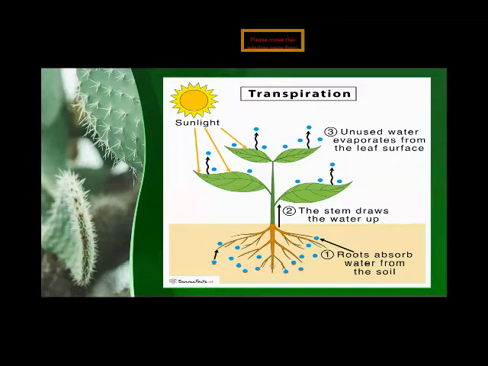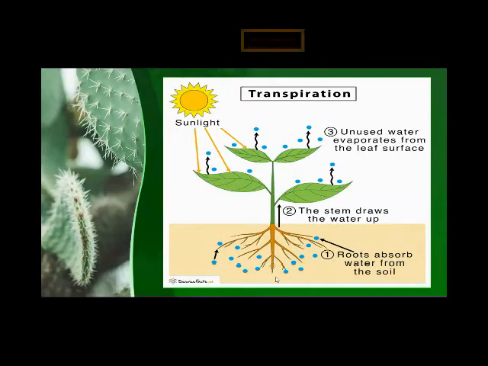Osmosis is a part of passive transport. Through osmosis, this water enters into the xylem vessels, and in the xylem vessels, because of the suction force, this water moves upward by the process of ascent of sap. This is the first labeling.